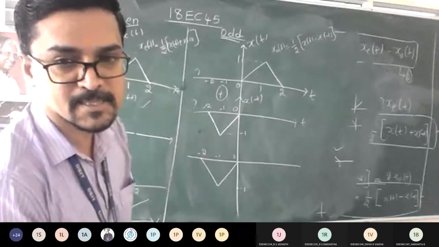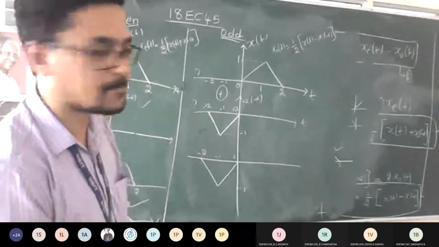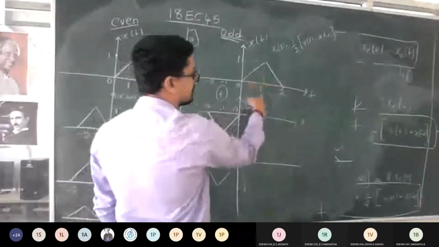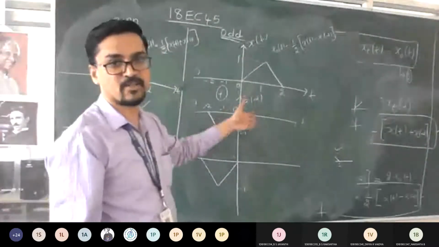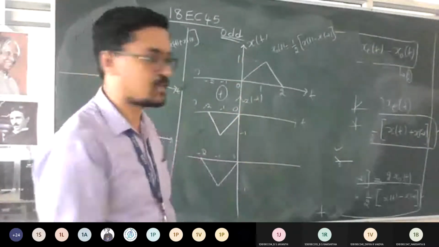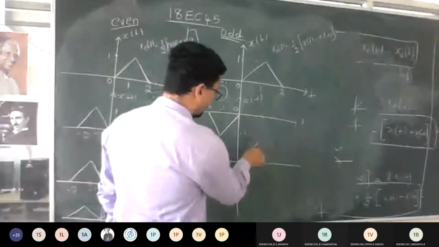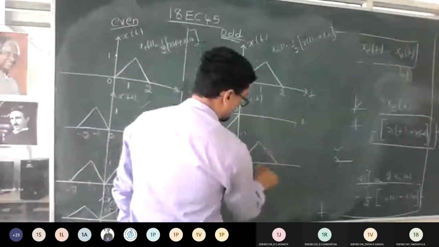Am I clear, guys? Yes, sir. Fine. So now look at this. This is nothing, this is the same only, how we did in the previous one. So this 1 plus 0, directly I can write. No need to bother much. So that's why I told addition is easier than subtraction.